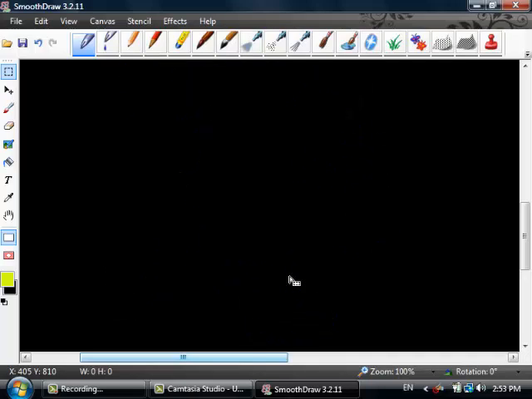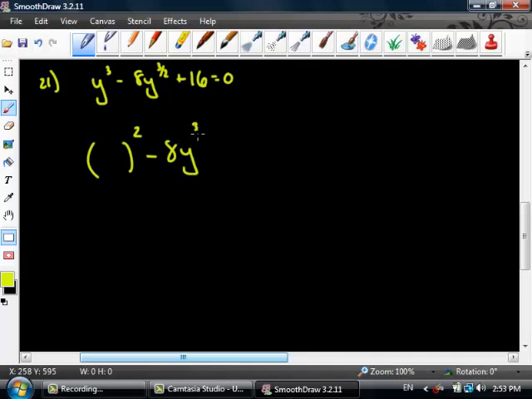Let's do another one. Let's do something like number 21, which is y^3 - 8y^(3/2) + 16 = 0. It is factorable because 3/2 is half the size of 3. So I'm going to say something in parentheses being squared minus 8y^(3/2) + 16 = 0. So I get y^(3/2).